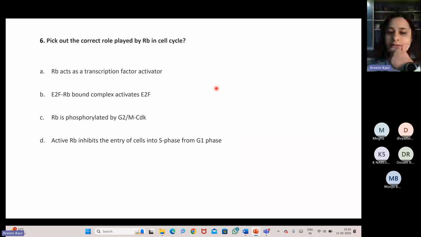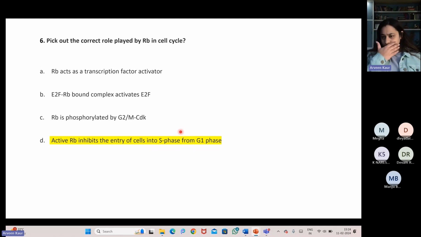Yeah, so I hope you guys have thought about it. And let's see what the correct answer for this one is, right? So the correct answer for this particular RB is that active retinoblastoma protein inhibits the entry of cells into the S phase from the G1 phase.